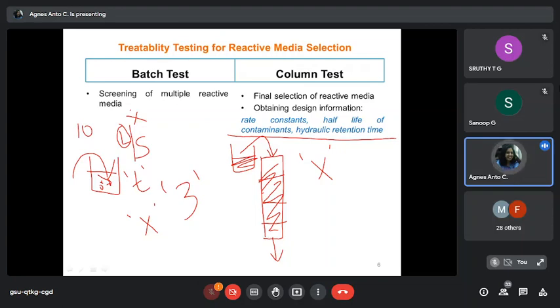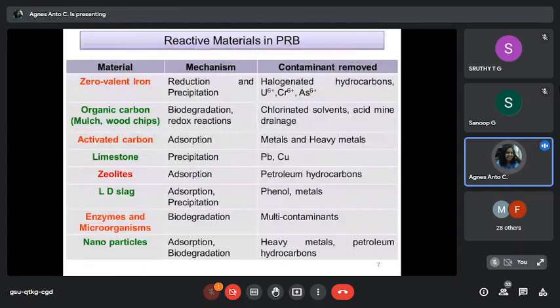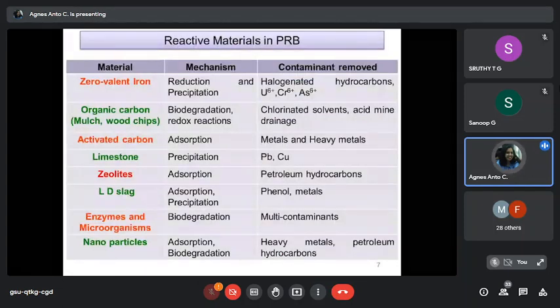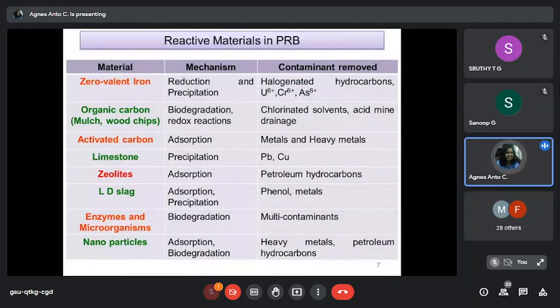So this is how you ascertain the suitability of a material, whether it can be used as a suitable reactive material in your PRB. Now, based on such studies and my literature synthesis, I have summarized the most commonly used reactive materials in permeable reactive barriers. There are numerous materials, and research has been carried out in proposing new materials also, but the very commonly used materials have been included here.